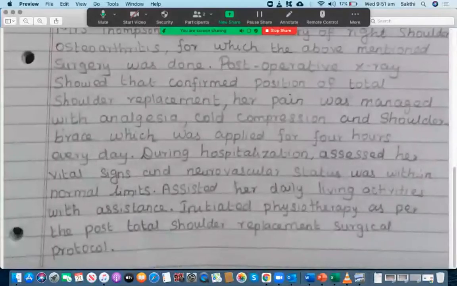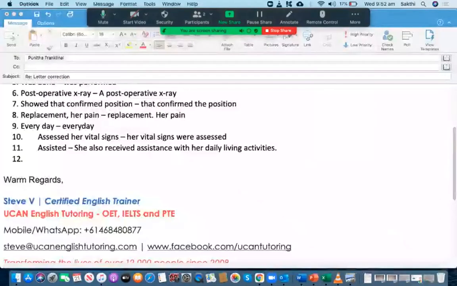Initiated physiotherapy. Who initiated the physiotherapy? You didn't write the subject at all. Otherwise, you should have mentioned the physiotherapy was initiated as per the post total replacement surgical protocol. That is good. And this sentence could have been connected with the previous one. So what you could have done is write it like this.